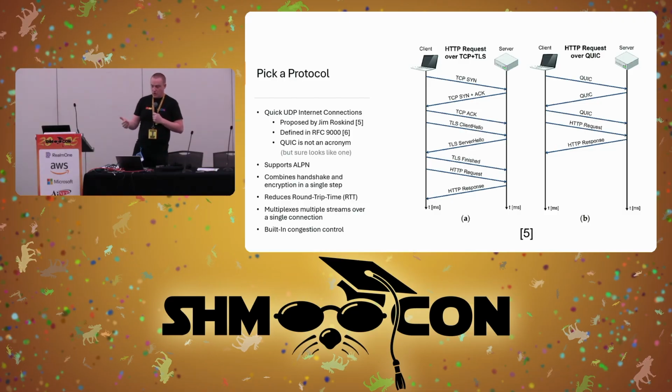And so I came across QUIC, which was proposed by Jim Roskind of Google as the QUIC UDP Internet Connections Protocol. It later got defined in RFC 9000. You'll see places say QUIC is not an acronym, but I kind of like Jim Roskind's original acronym. Basically, it's a drop-in replacement for TCP with TLS, but requires fewer round-trip times to establish a connection, encryption and connection in just one handshake. And it supports application layer protocol negotiation. So most common is HTTP3, but you could do Samba or any protocol you want over QUIC.